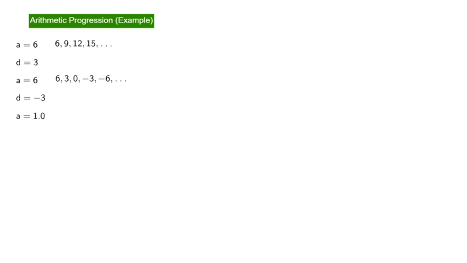Now let's say a equals 1.0 and d equals 0.1. Then our sequence is 1.0, 1.1, 1.2, 1.3 and so on. Now if a is half and d is 1.5, then we start with half plus 1.5 is 2. 2 plus 1.5 is 3.5. 3.5 plus 1.5 is 5. 5 plus 1.5 is 6.5 and so on.